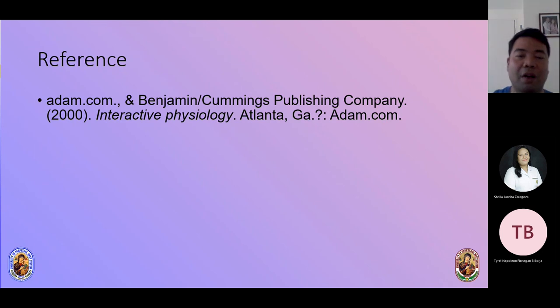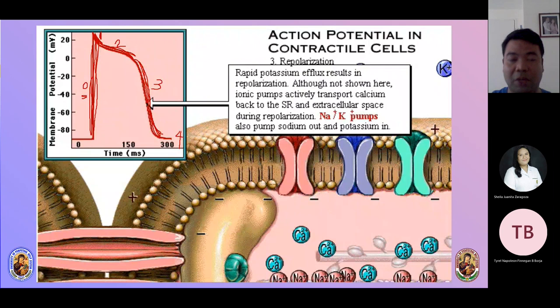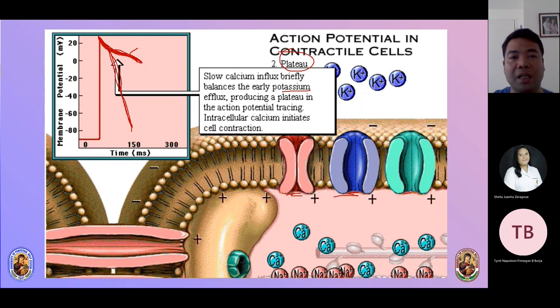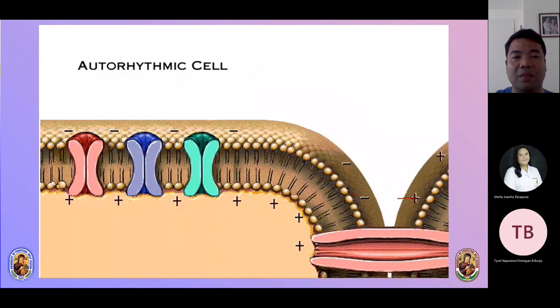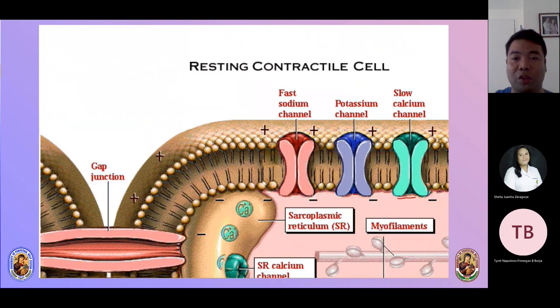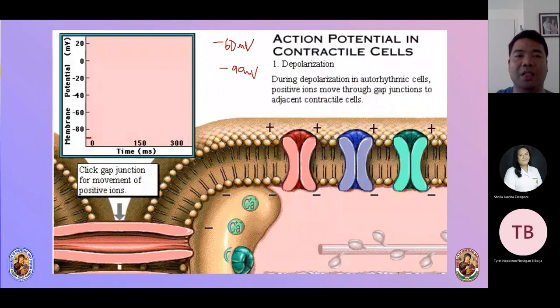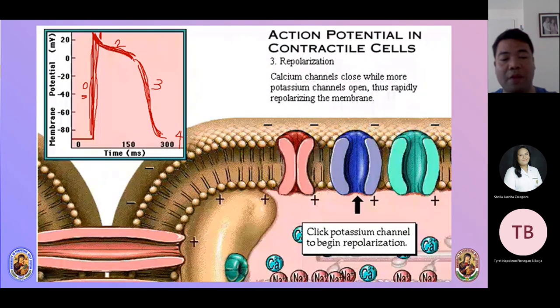Mangyayari lang to, magkasunod dapat yan. Mangyayari lang itong action potential in contractile cells if tapos na yung sa autorhythmic cells. Ito muna, and then tsaka mangyayari ito. Maliwanag. So, you have to remember the ion channels involved in the occurrence of those action potentials, and it will be included in our quiz next meeting.